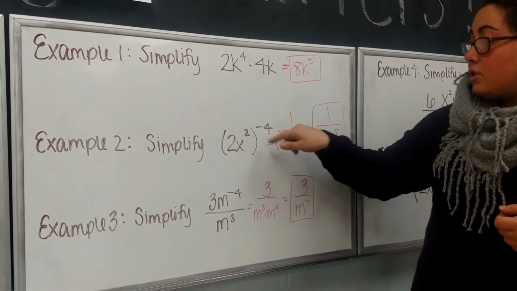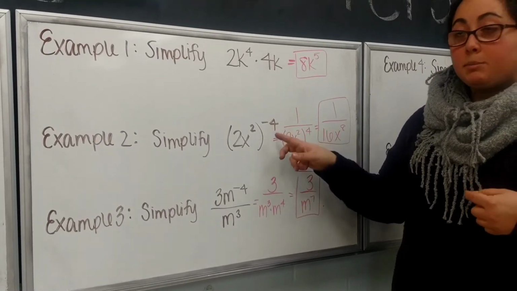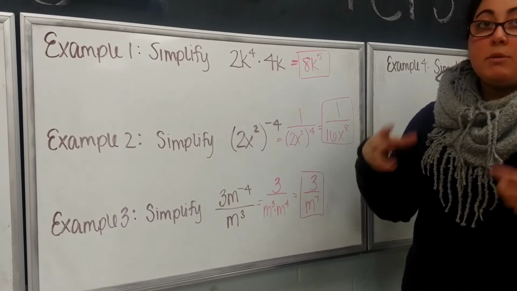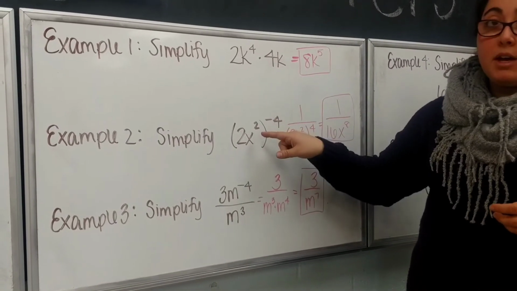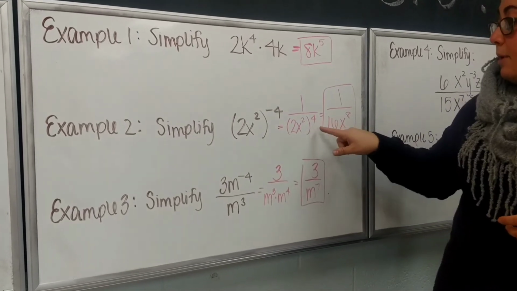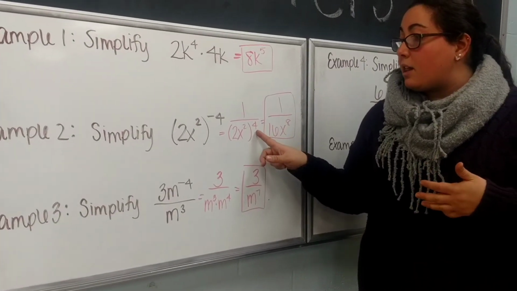2x squared to the negative 4th. Well, notice that you have a power to a power, so you want to multiply, but you have to make sure that you also distribute that. There's a 1 here. Before you go through and distribute that, we want to change this whole thing down to the denominator because we no longer want it to be a negative exponent. So now this turns into a positive exponent on the bottom.